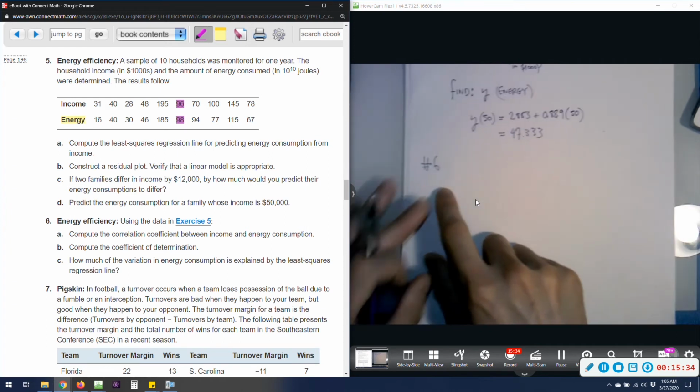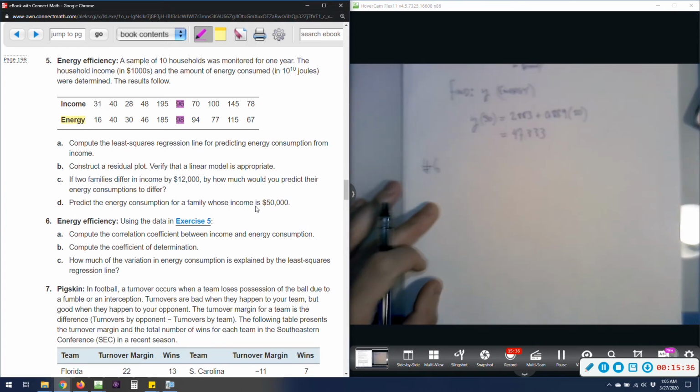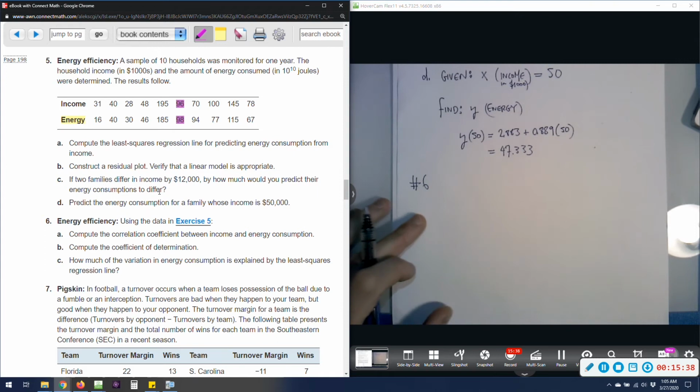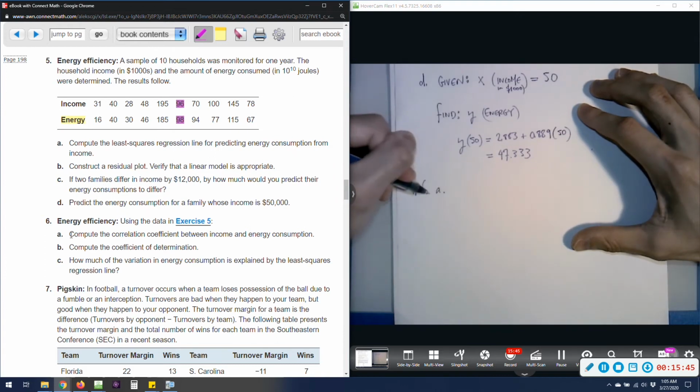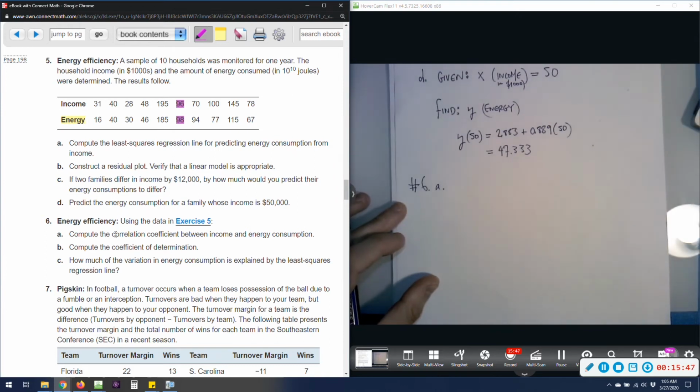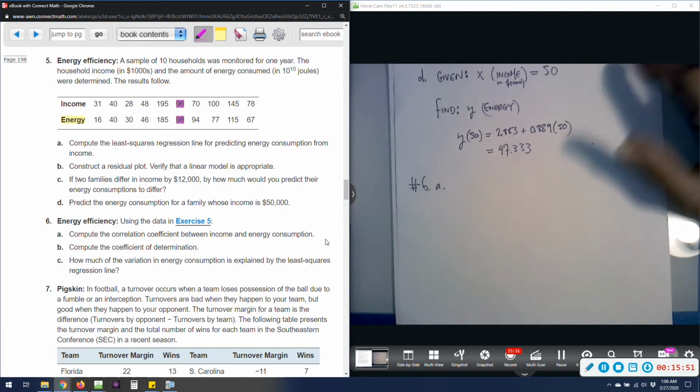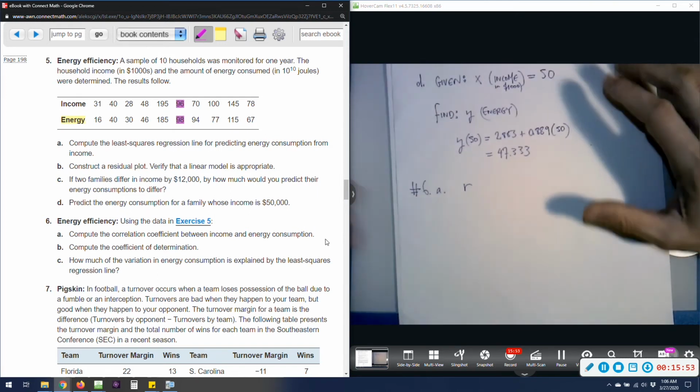All right, so number 6 now. Again, in number 6 we're using the same data, so we don't have to change our calculator. For part A, we want to compute the correlation coefficient between income and energy consumption. So this is R. We're just finding R.